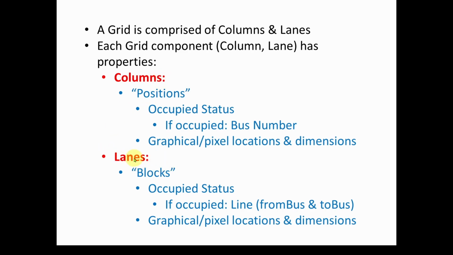And the same thing goes for the lanes. We're going to have blocks comprising each lane, and the occupied status of those blocks is going to have to be included. And if it is occupied, we're going to have to identify what line is in that block, like a from bus and a to bus. And again, as with the columns, we're going to have graphical or pixel locations and dimensions. So you can see there's a lot of data here. We're going to have to define some structures and figure out how to put all that data together.